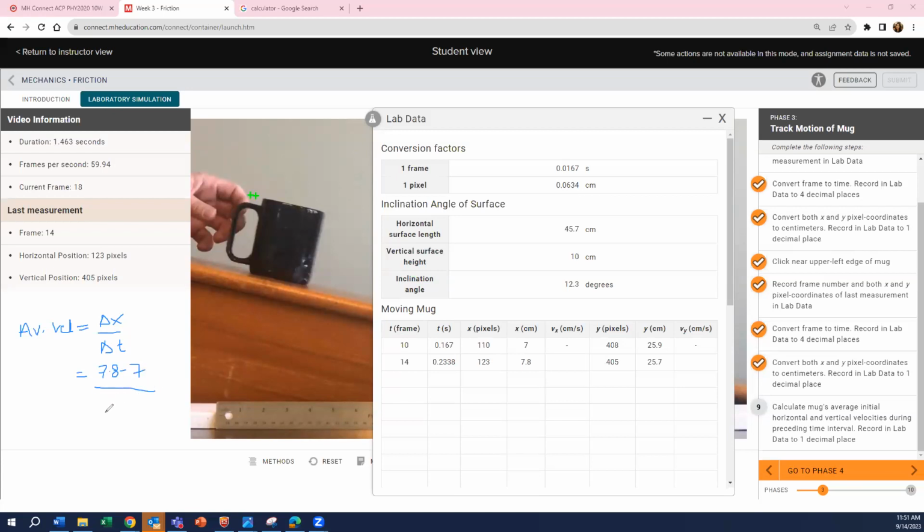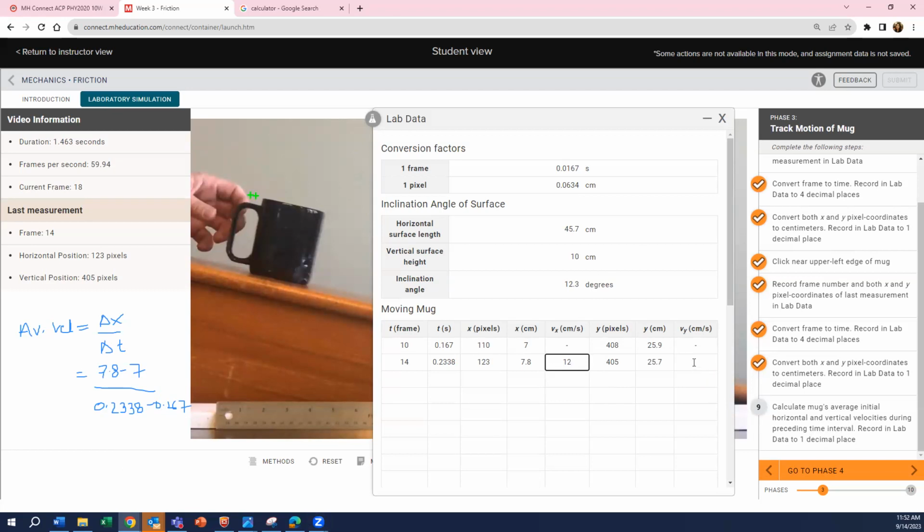And then with the time, t2 is 0.2338 minus t1, 0.167. When you calculate this, I got the value of vx as 12. Make sure you need it to 1 decimal place. So whatever you are getting, make sure you take it to 1 decimal place.